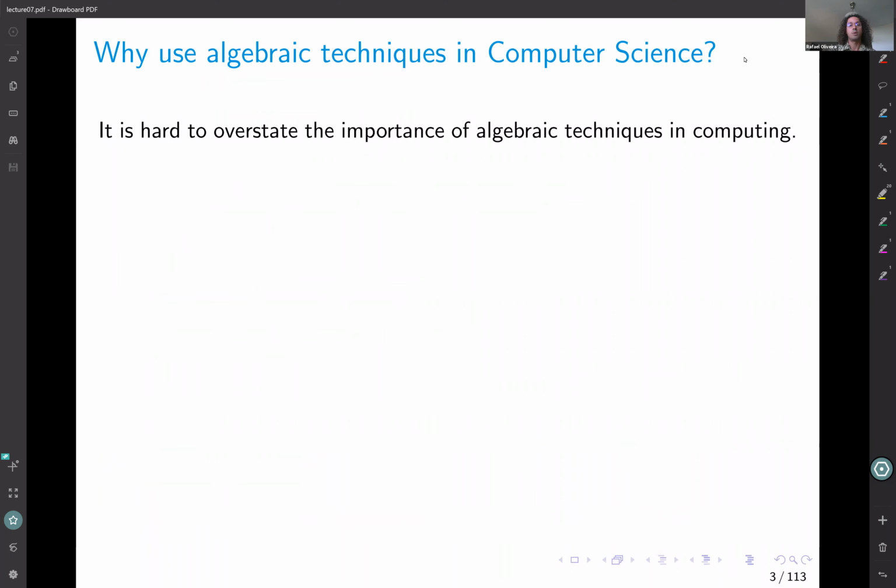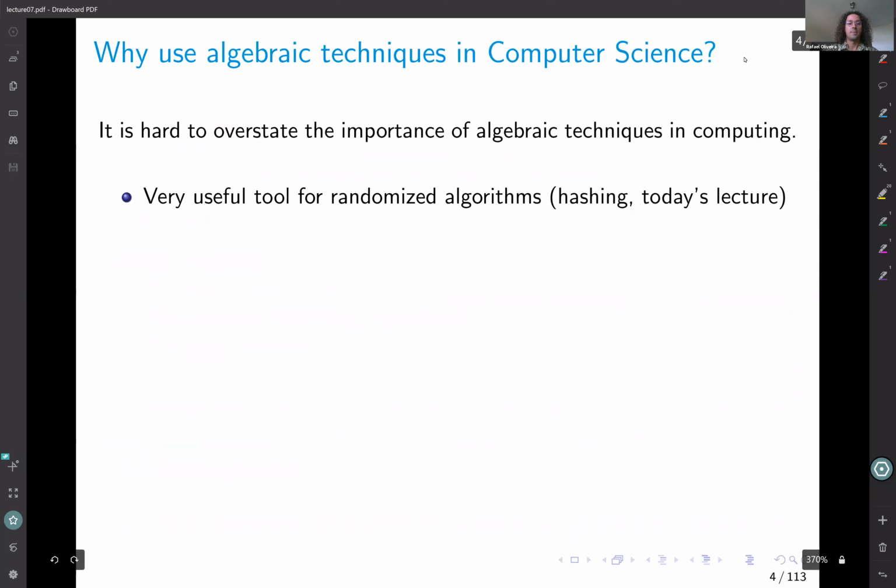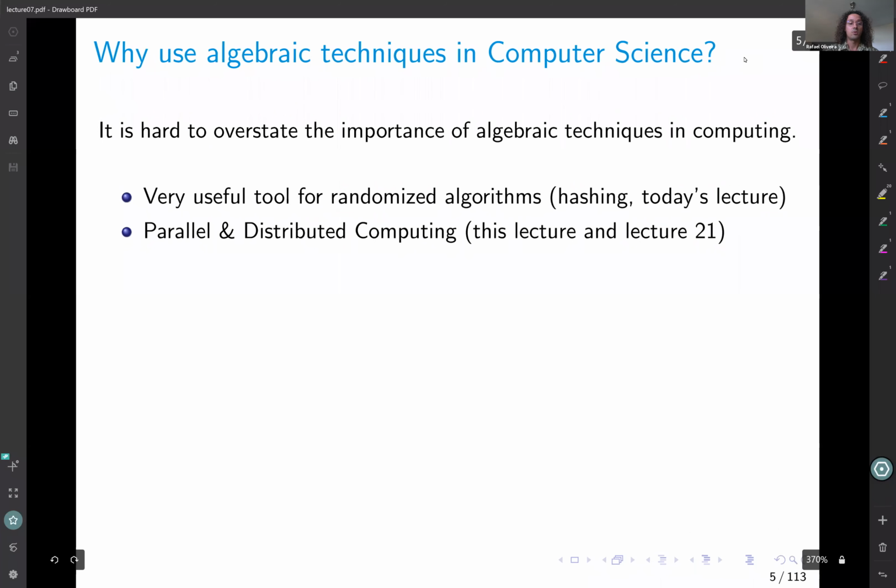So why should we use algebraic techniques in computer science? It's really hard to overstate the importance of algebraic techniques in computing. For instance, it's a very useful tool for randomized algorithms, as you saw in hashing, and the hashing techniques that we have were algebraic. In today's lecture as well, you're going to see their importance in randomized algorithms. It's also important in parallel and distributed computing, and you're going to see a little bit today in the parallel setting and in lecture 21. And it's also used in a key way in interactive proof systems, which we're going to see a little bit of in lecture 23.